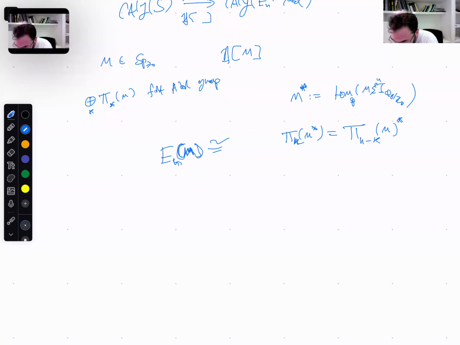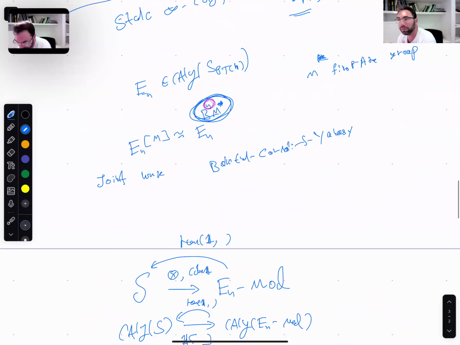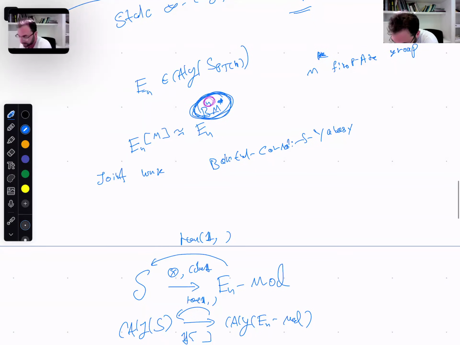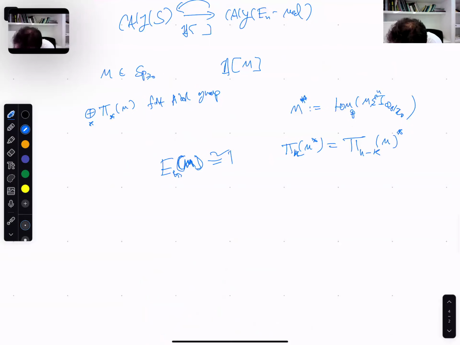So we see that if M is a discrete group that has only pi 0, the resulting thing is going to have only a homotopy group in degree n, and that's going to be M dual. So we're naturally going to get this space here. And that's the generalized isomorphism. Okay?